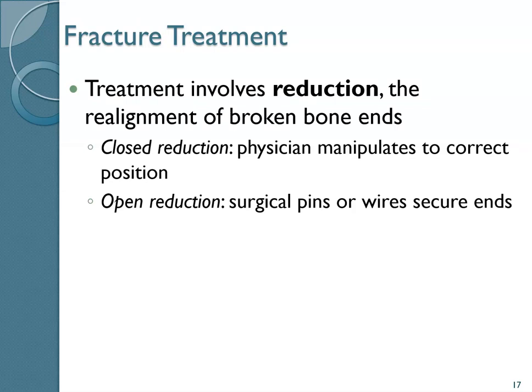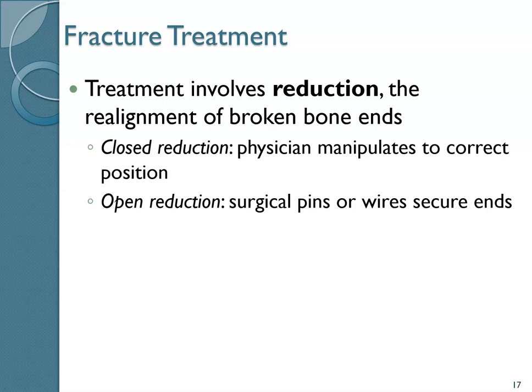The treatment involves reduction, right? So you want to align those two broken pieces and let the bone heal. We have open reduction, which means we surgically open up the wound and try to fix the two ends of the bone together so they will heal. We can use surgical pins, wires, plates, and so on.